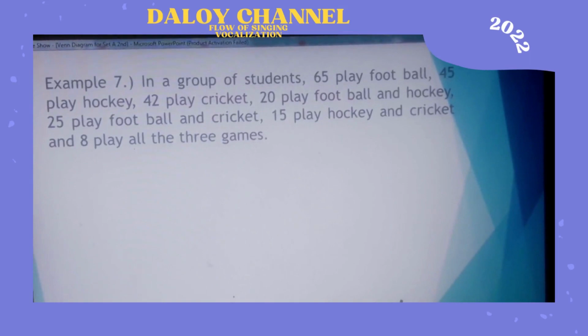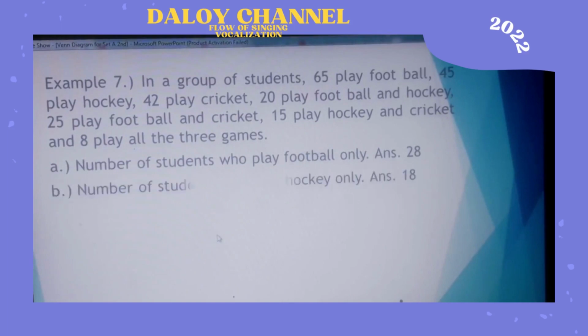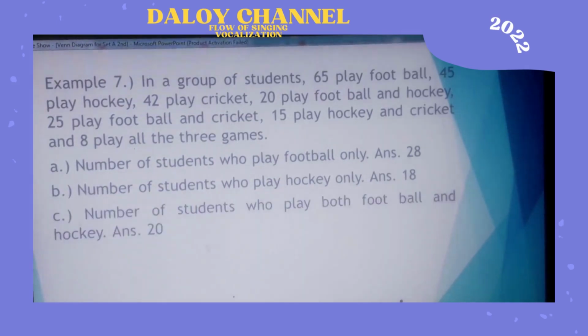In a group of students, 65 play football, 45 play hockey, 42 play cricket, 20 play football and hockey, 25 play football and cricket, and 15 play hockey and cricket. And 8 play all 3 games. Question: letter A, the number of students who play football only; letter B, the number of students who play hockey only; letter C, the number of students who play both football and hockey.